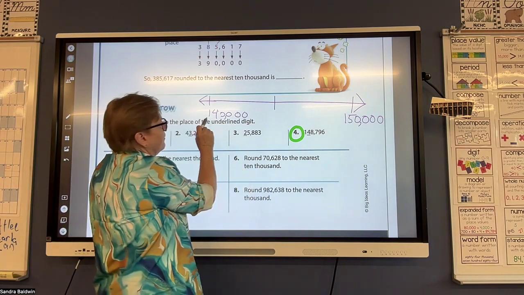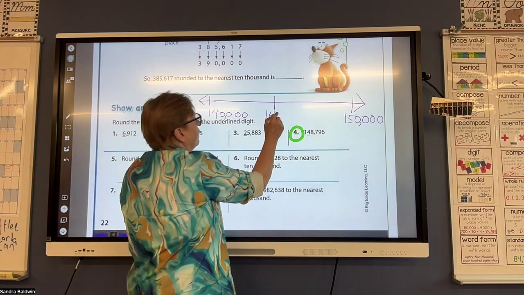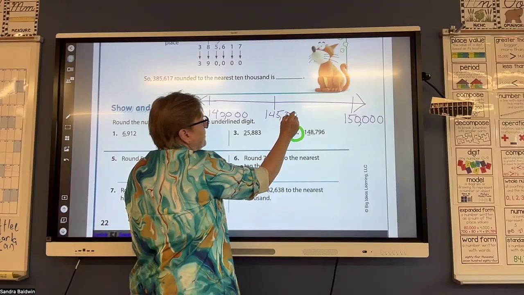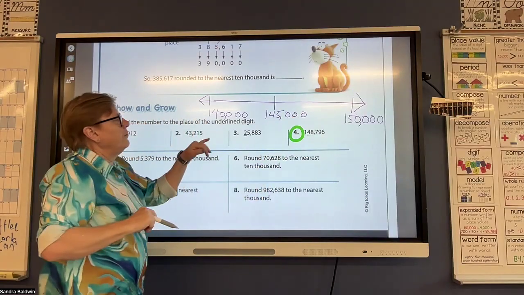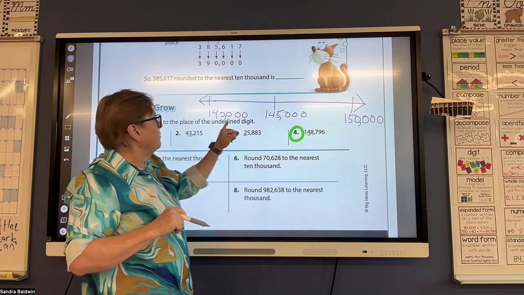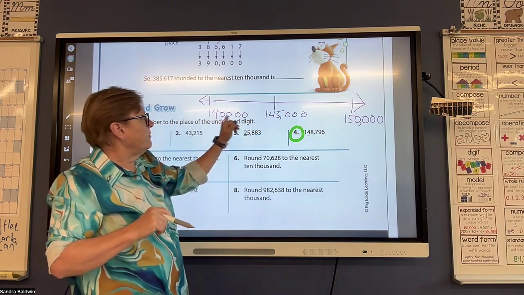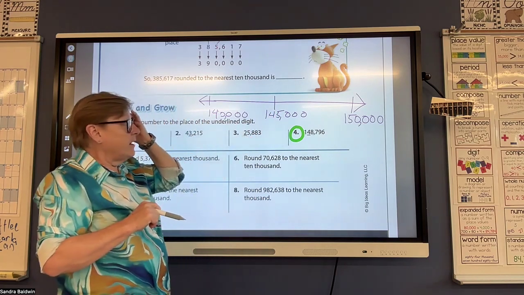I need a midpoint number. Halfway between 140,000 and 150,000 is 145,000. If I didn't know that, I would still copy the numbers here, 1, 4, but that first 0 would become a 5 to make the midpoint, and then 0, 0, 0.